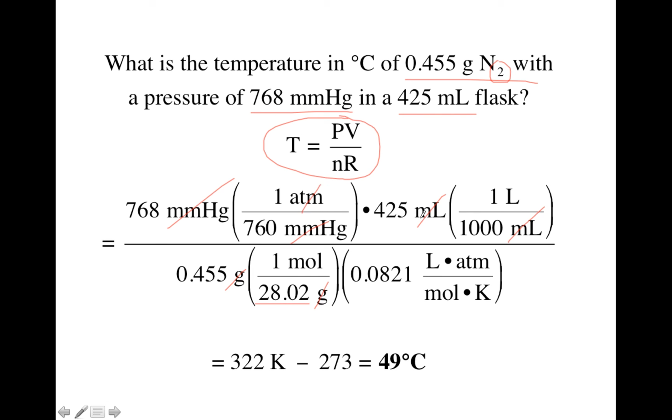Then if I do the math, ATMs cancel, liters cancel, and moles cancel. So that's going to give me an answer in Kelvin, but if you go back to the question, they asked for degrees Celsius, so we're going to subtract 273 to get our final answer in degrees C.